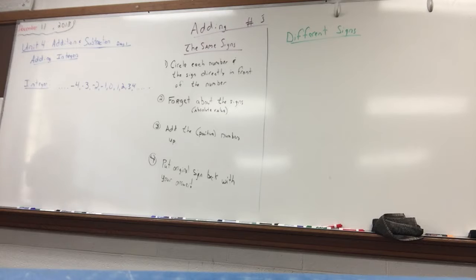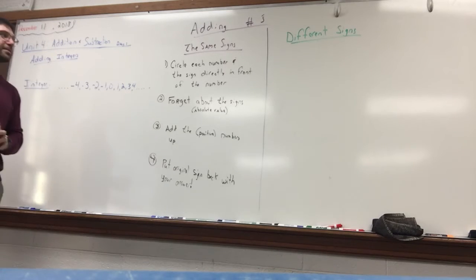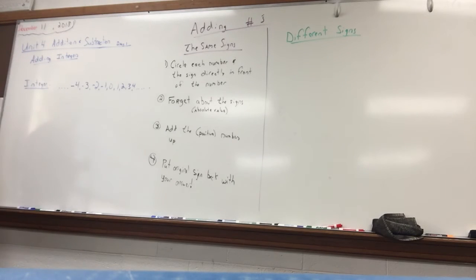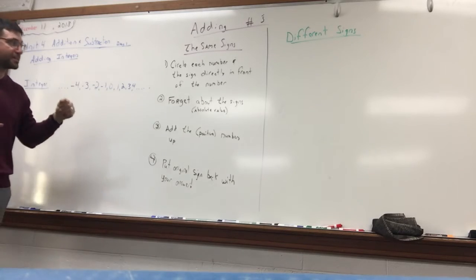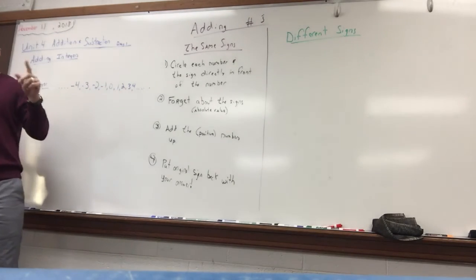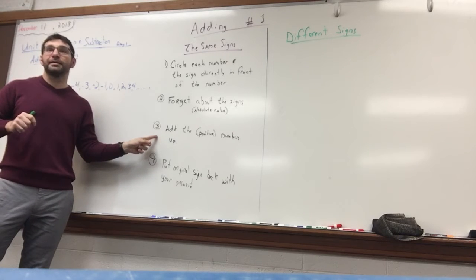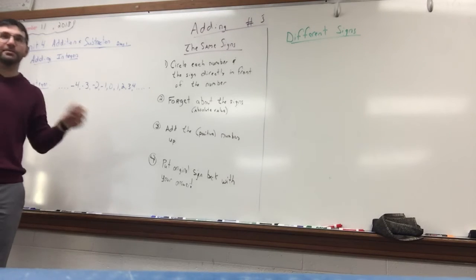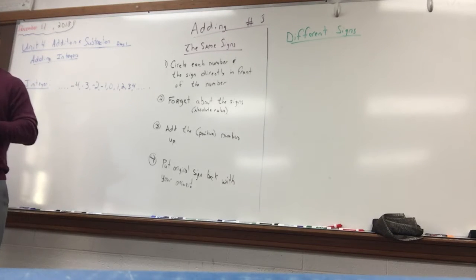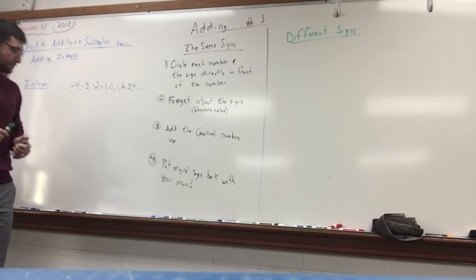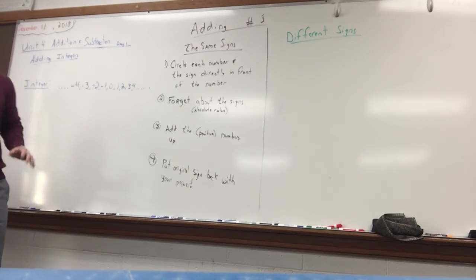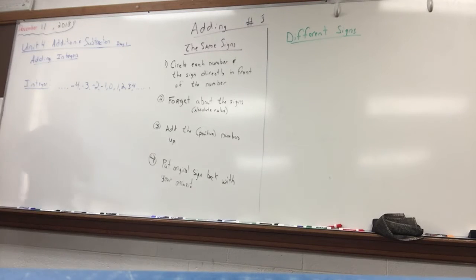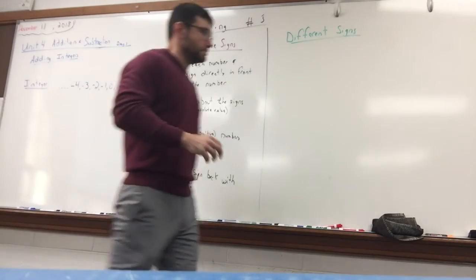So, keep copying. Circle each number and the sign directly in front of the number. They should either both be positive or both be negative. That's what I mean when we're saying same signs. Then we're forgetting about the signs. We're adding up the absolute values. So both numbers are going to be positive. Add them up. Put the original sign back with them. So if they're both negative, my answer is going to be negative. If they're both positive, my answer is going to be positive. Have that copied down. We are going to get to examples. I promise. You're going to get so many examples that it's ridiculous. But I want to have this up on the board.